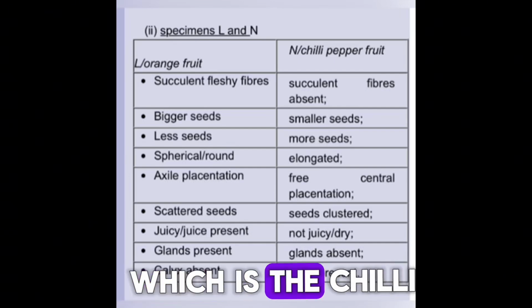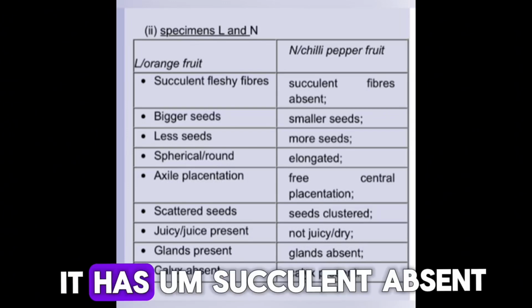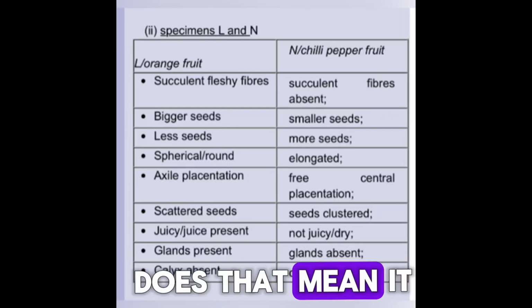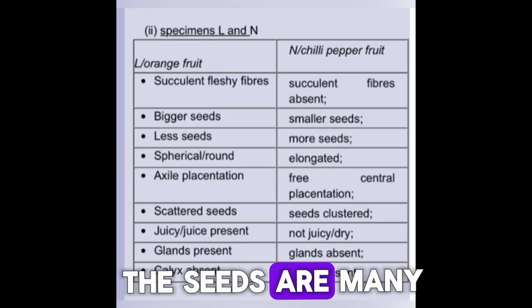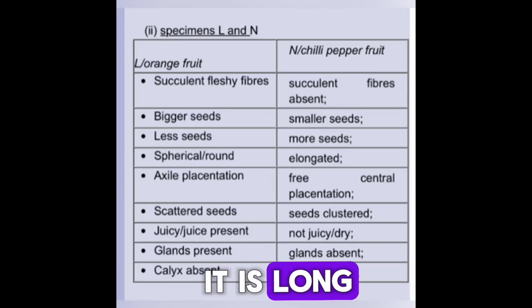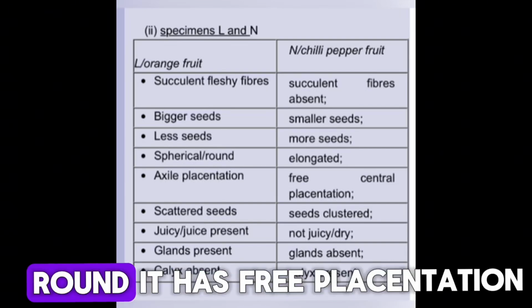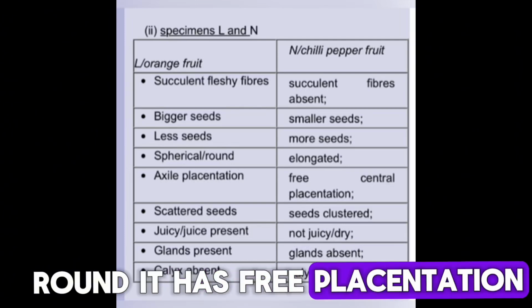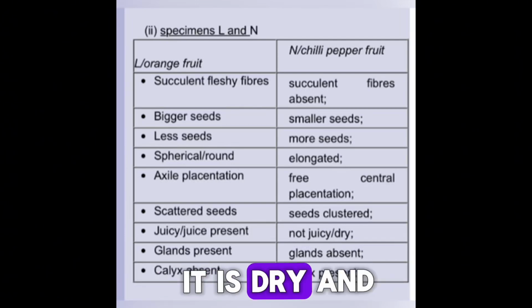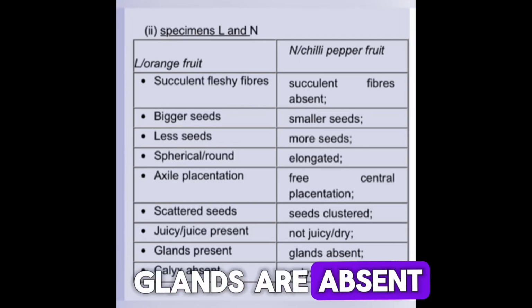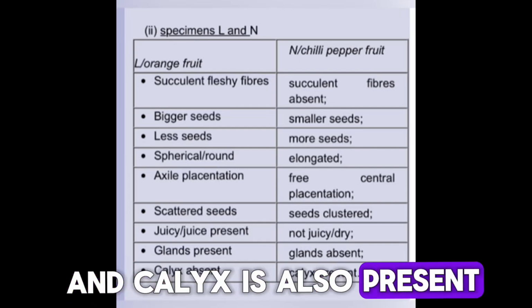For N, which is the chili pepper fruit, the succulence is absent. It has smaller seeds, and the seeds are many. It is long, while L is round. It has flip placentation. It is not juicy. It is dry, the glands are absent, and the calyx is also present.